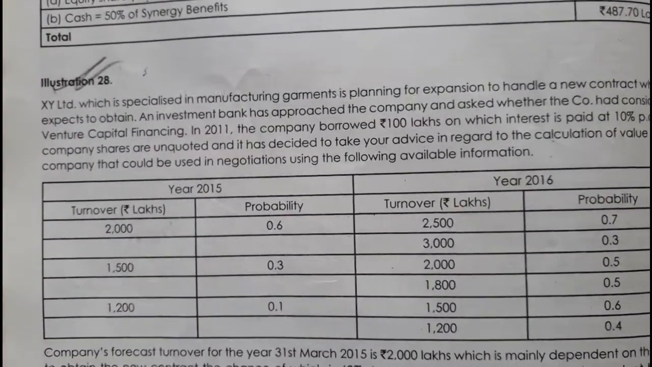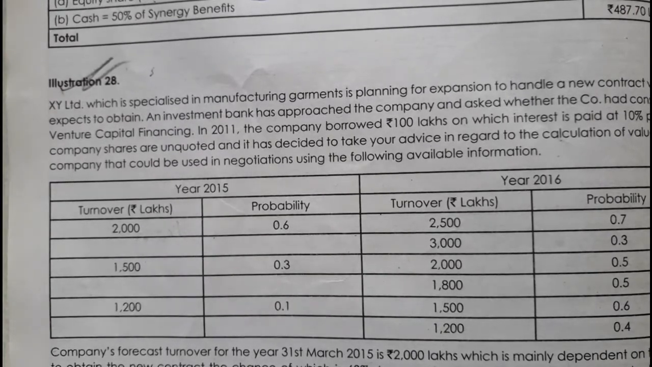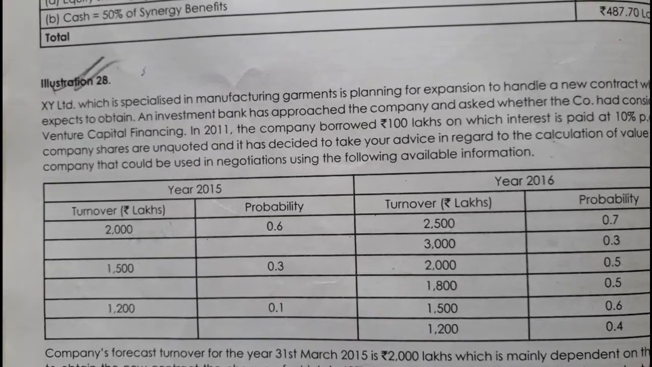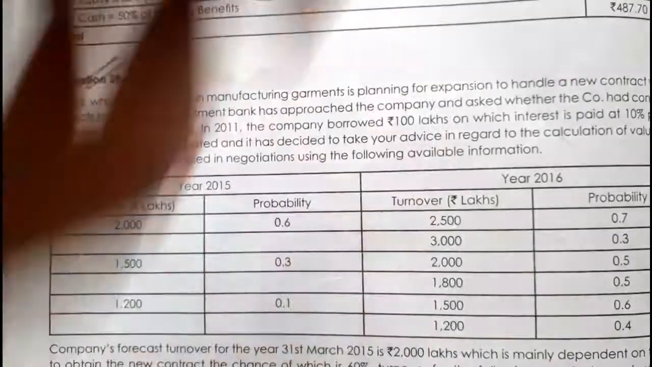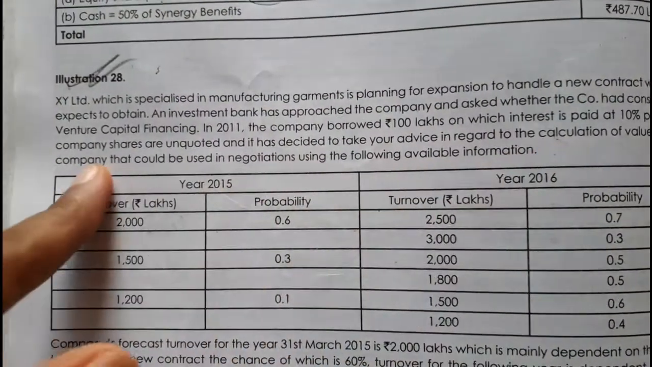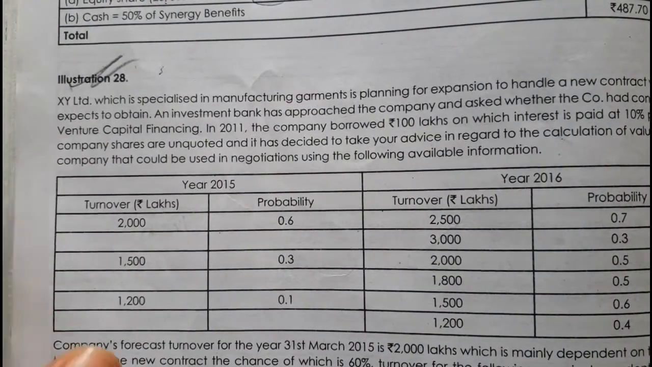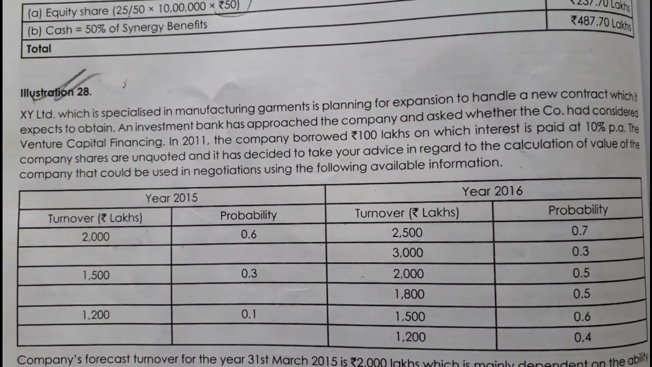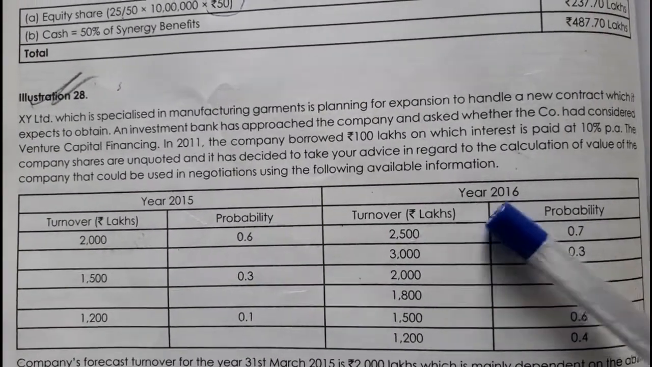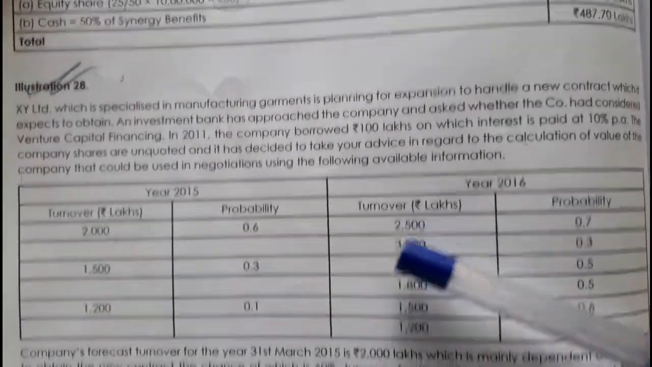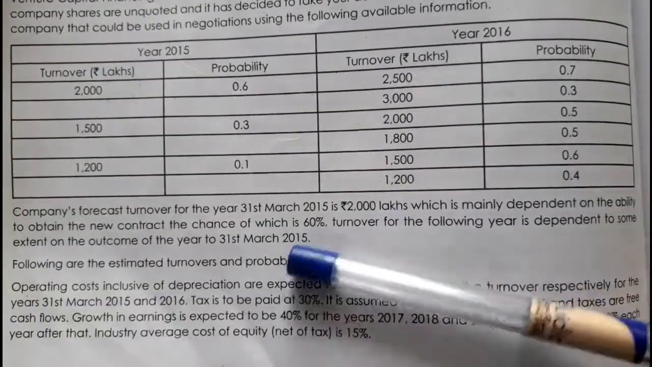Now illustration number 28. XY Limited is specialized in garment manufacturing and is planning to expand. So it has approached an investment bank and asked whether the bank would give venture capital financing. Now in 2011, the company has borrowed 100 lakhs for which it is paying interest at 10% per annum. Now the shares are unquoted. Valuation of the business we have to do. They have given the probability and the turnover and everything.